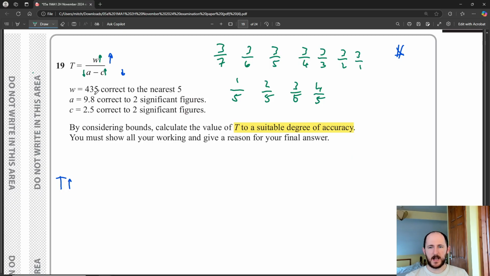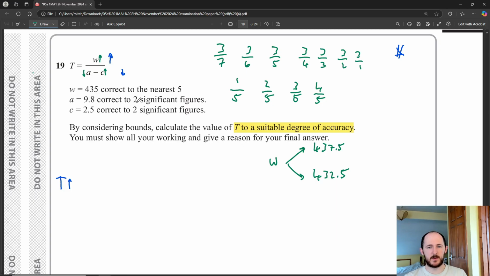So I would probably start by working out all of the bounds for w, a, and c. For w, it's to the nearest 5. The way I do the nearest thing is I halve the value, so 5 divided by 2 is 2.5. So the upper bound is 47.5, as we add that 2.5, and the lower bound is we subtract the 2.5. So when it says the nearest 5 or whatever, halve that value and add and subtract it.